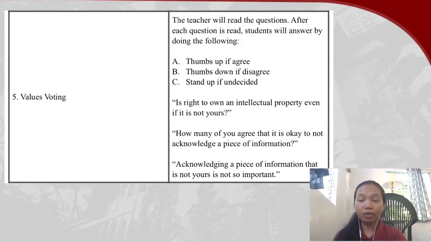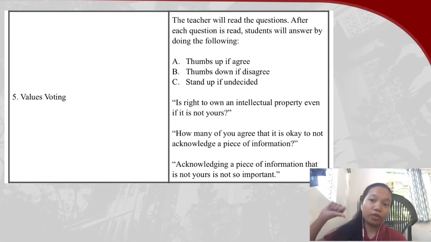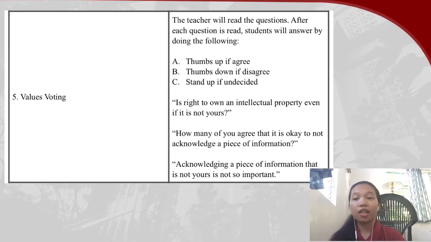And for my third activity, which is values voting, the teacher will read the questions, and after each question is read, students will answer by doing the following. Letter A, thumbs up if agree; B, thumbs down if disagree; and C, stand up if undecided.